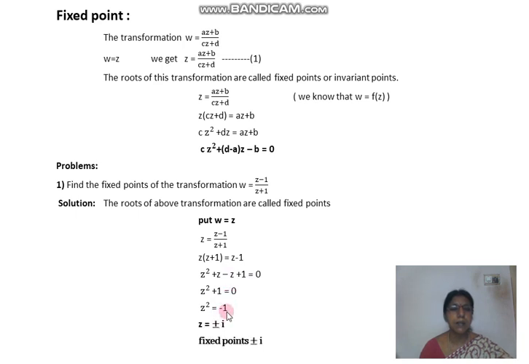Now Z square is minus 1, so Z is plus i or minus i. So these are the roots of this equation. That's why these points are called fixed points. So what are the fixed points? Z is equal to plus i and minus i are fixed points of the given transformation. So you remember, put W is equal to Z in the given transformation, then find the roots, you get the fixed points which are the values of Z.